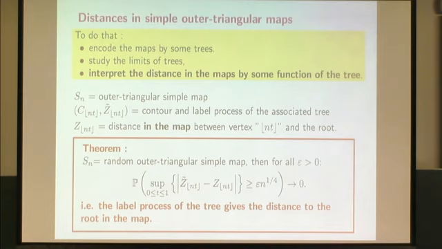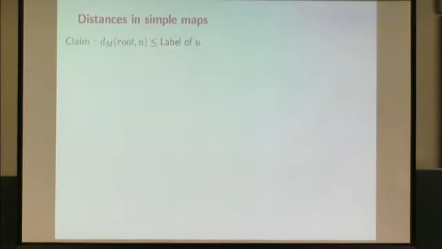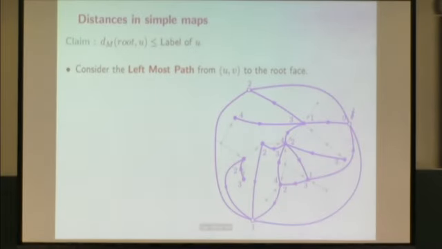How can we code some distance in the map as some function of the labels in these trees? Okay. So the first claim is that the label in the tree is going to give an upper bound of the distance to the root in the map. So why is that?